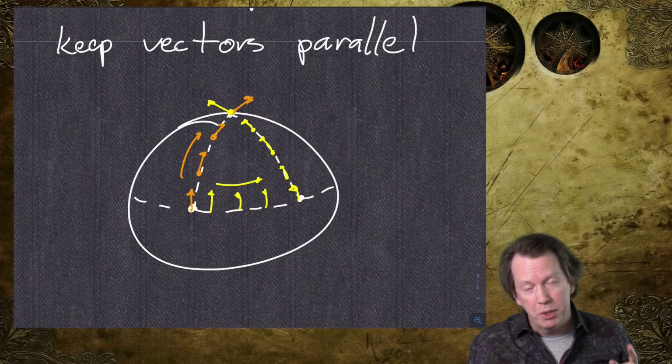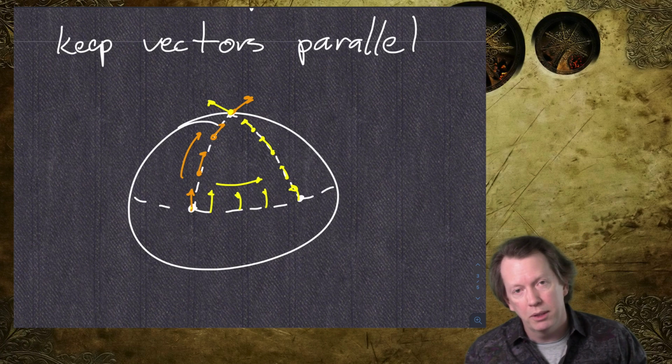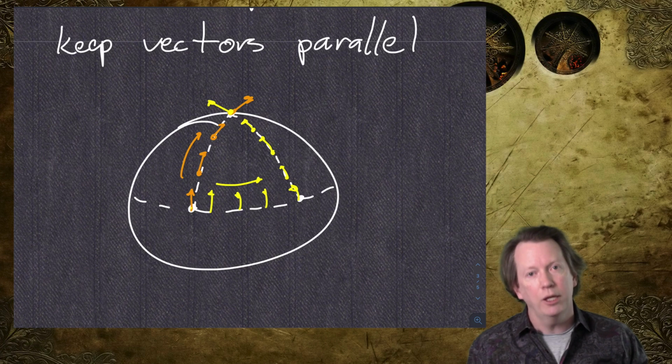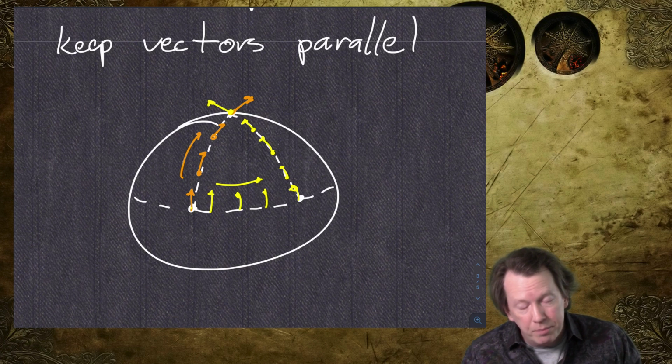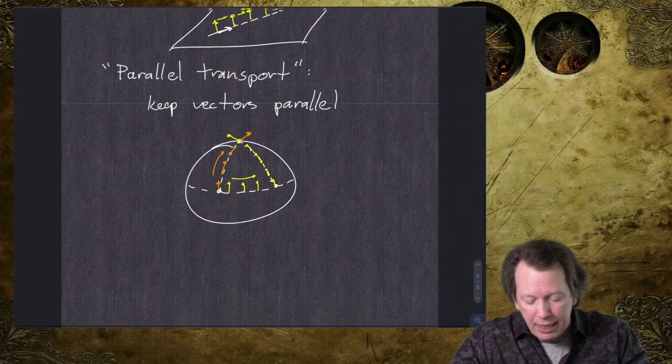The vector that I ended up with on the short distance orange path is different than the vector I end up with on the longer distance out of the way yellow path. Why? Because the sphere is curved. On a flat plane, that would not have happened.